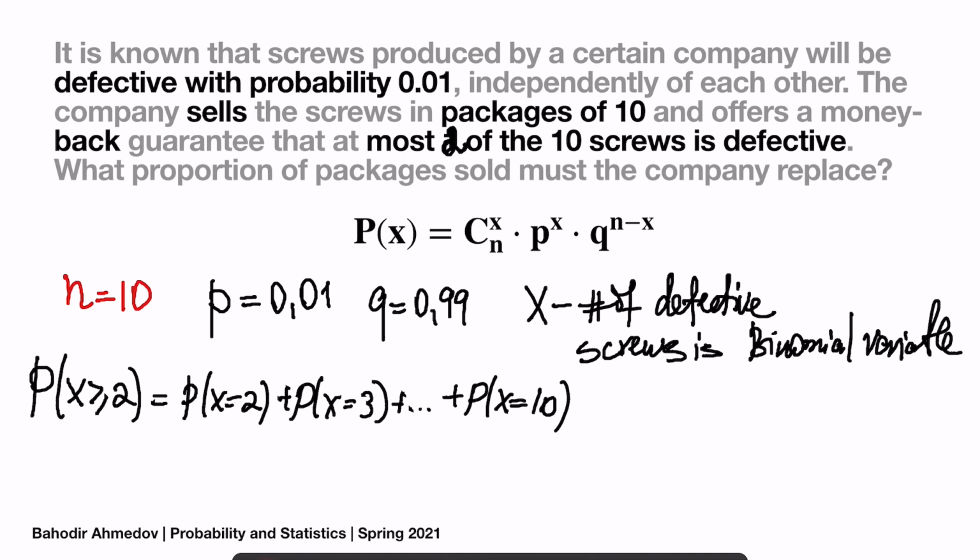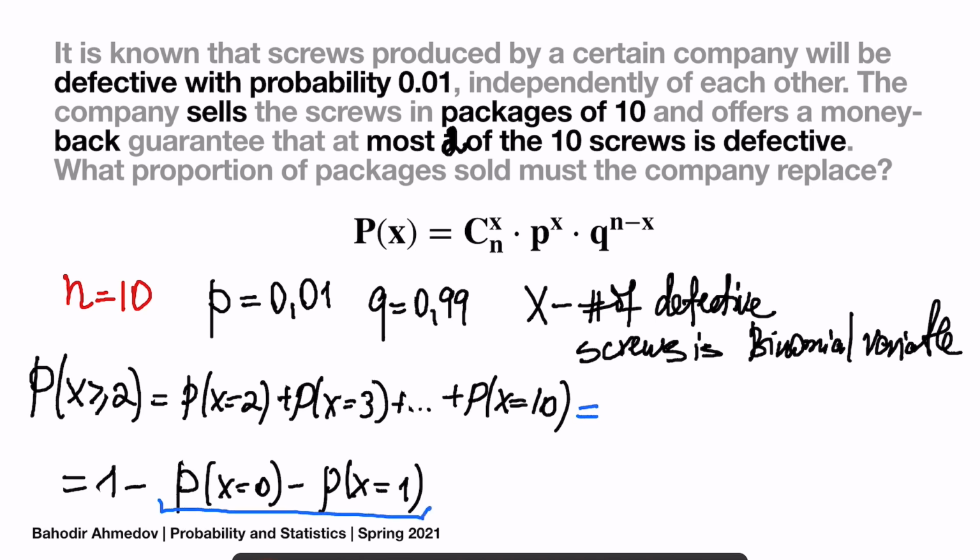And it's a difficult process, right? Because you need to calculate so many probabilities. But fortunately for us, we know how to work with the complement of the events, and we can write this equation as 1 minus probability of x equal to 0 minus probability of x equal to 1. Because we know that if you just take this part and put it into this part of the equation, you're going to get simply the sum of all of the probabilities, right?